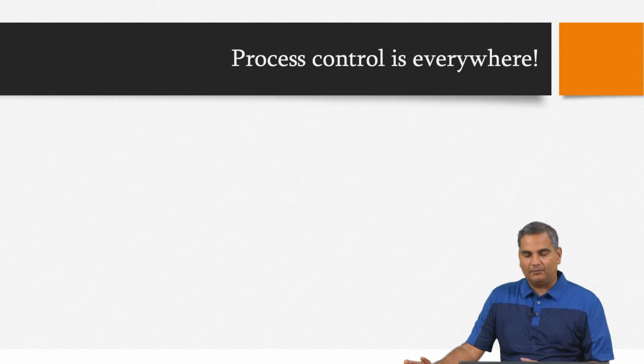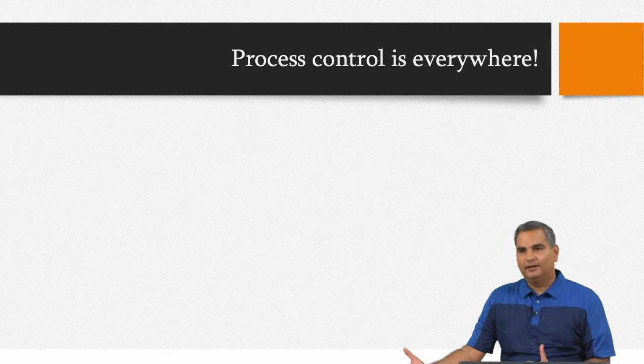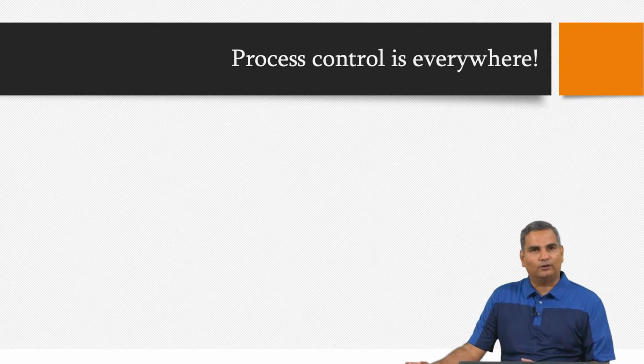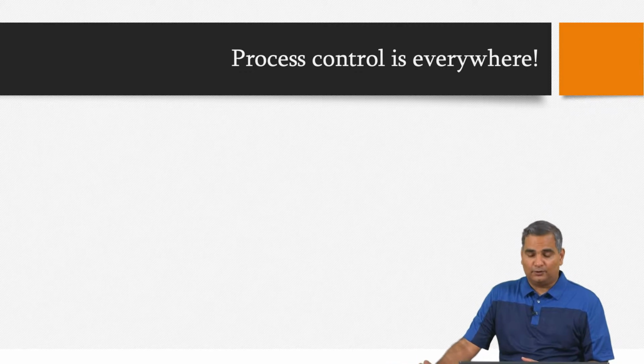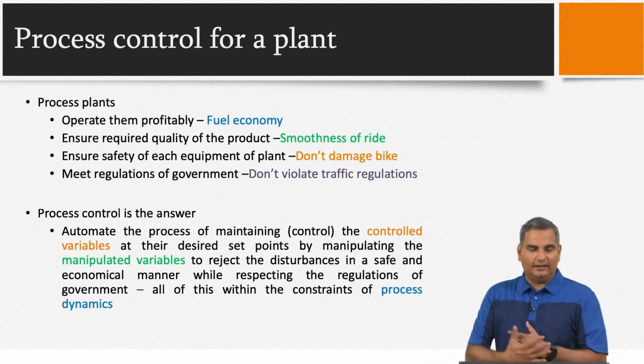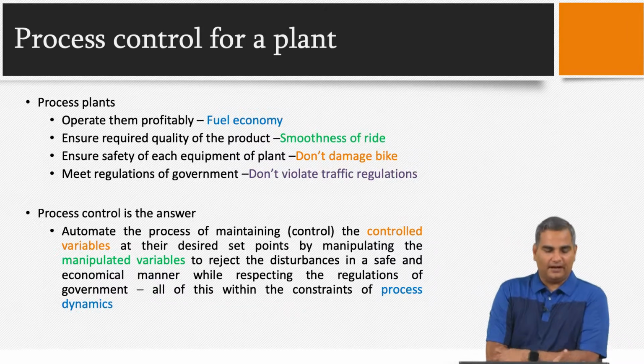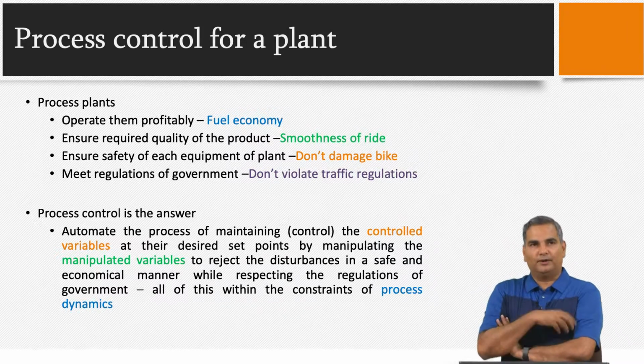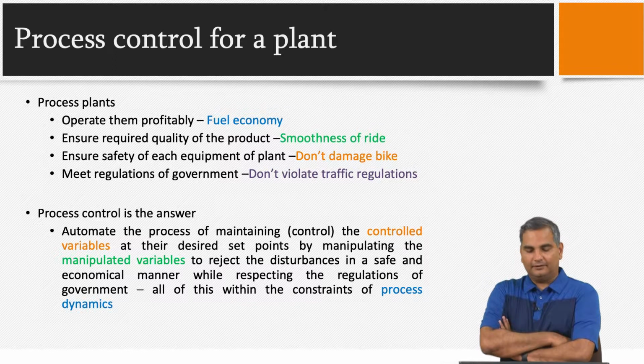I started by saying process control is everywhere. I gave you examples of a bike, our human body, air conditioning systems and so on. So, cars, nothing works without process control. And the idea of using process control for a plant, we talked about this. We want to operate plants profitably.